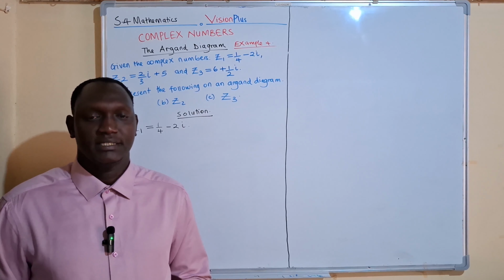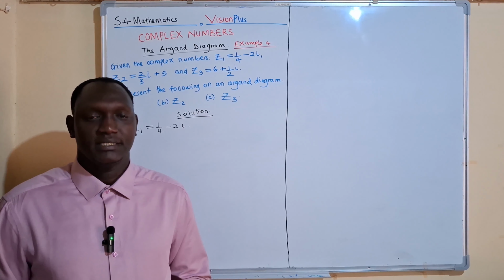We are now doing the Argand diagram and we are on example 4. Example 4 says that we are given three complex numbers Z1, Z2 and Z3. And then we say that we need to represent each of the following on the Argand diagram. We have part A, part B and part C. So for part A, Z1 is given as 1/4 minus 2i.